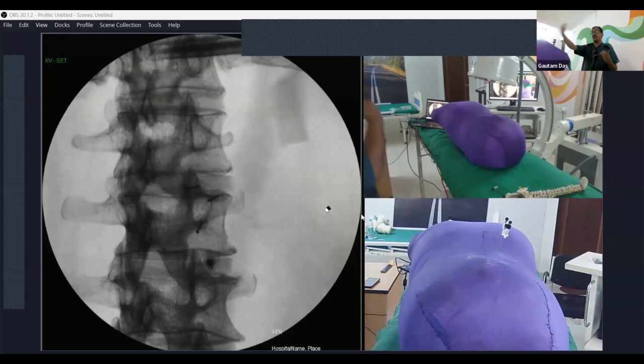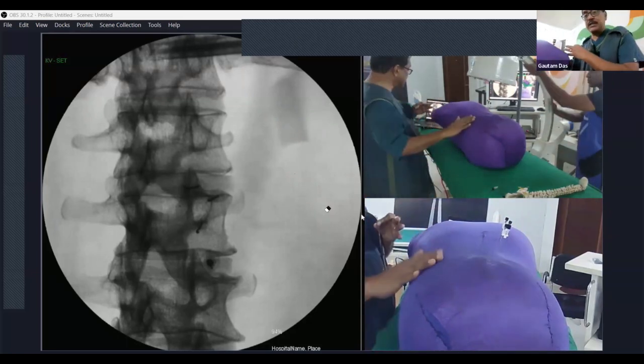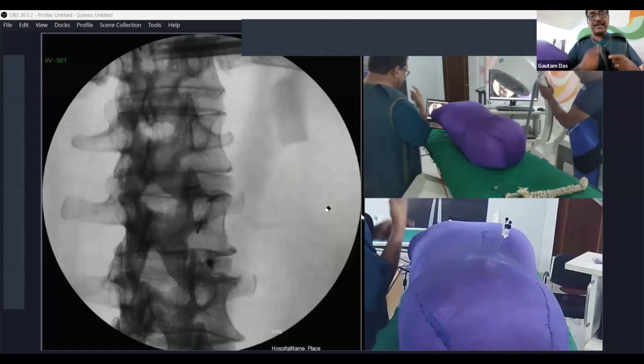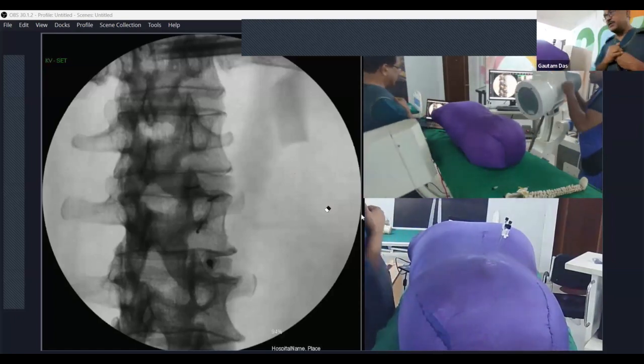Okay, now I'll be checking by the lateral view, because this is a 2D image and actually the patient is 3D. So you have to check it from a different angle, and only then will you be able to confirm whether you are in the right position or not.